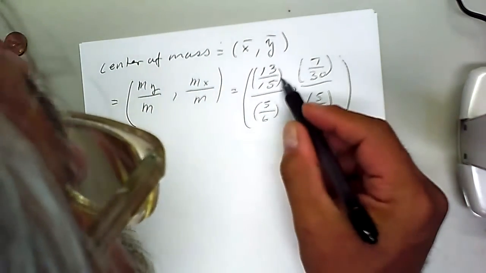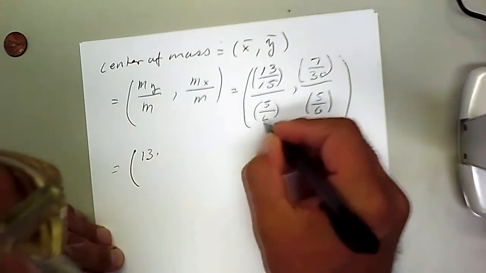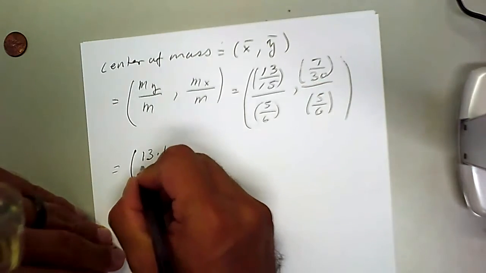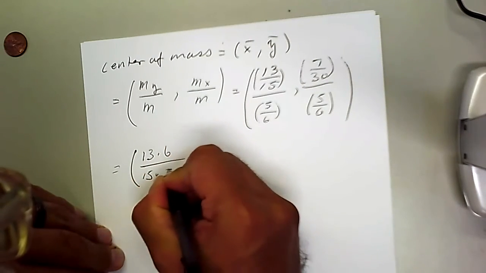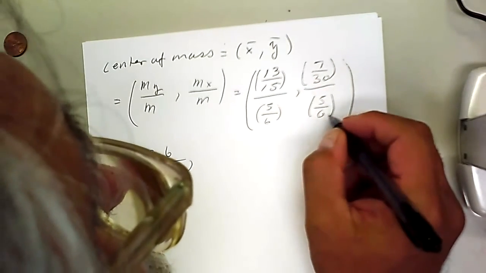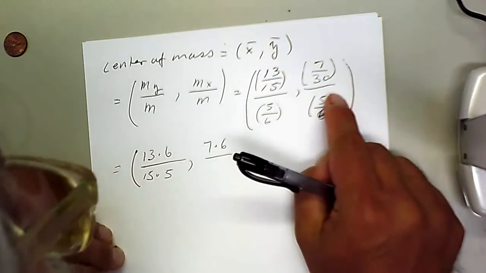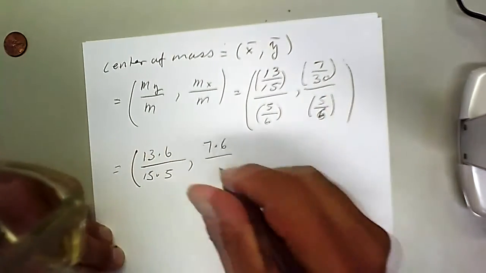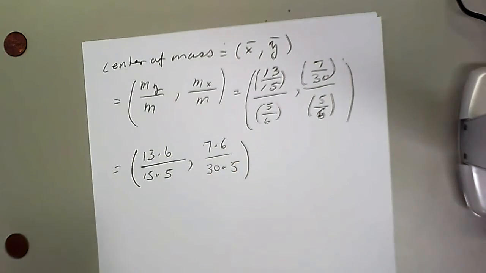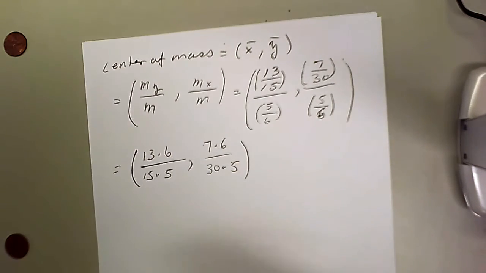And now we go ahead and simplify. Start simplifying. So this is 13 times 6, the outer, and then the inner 15 times 5, comma, 7 times 6 over 30 times 5. I'm running out of ink, and it always happens in the worst moment.